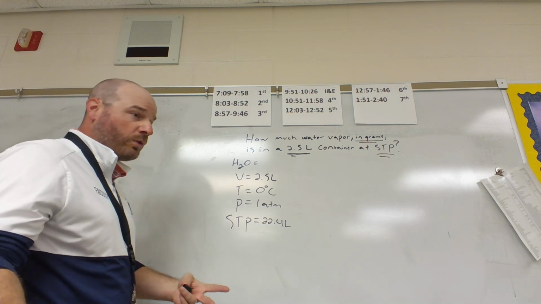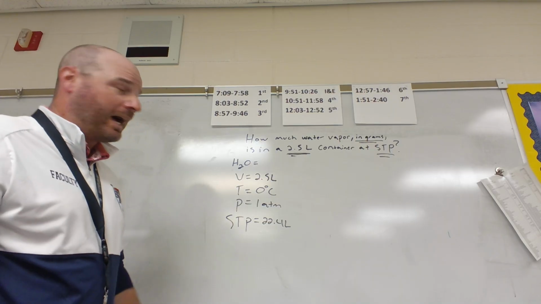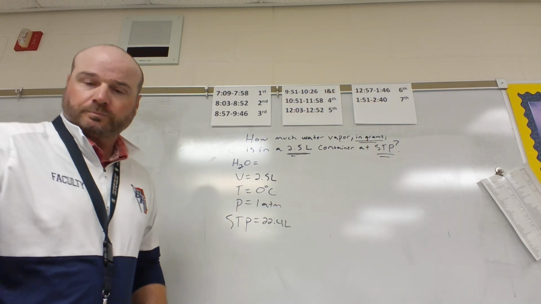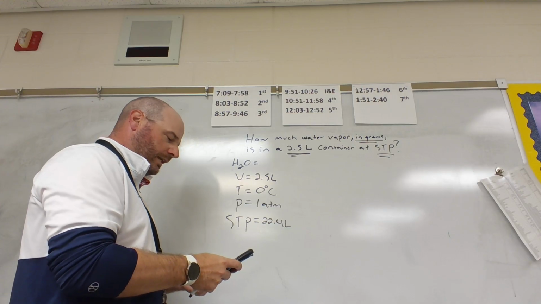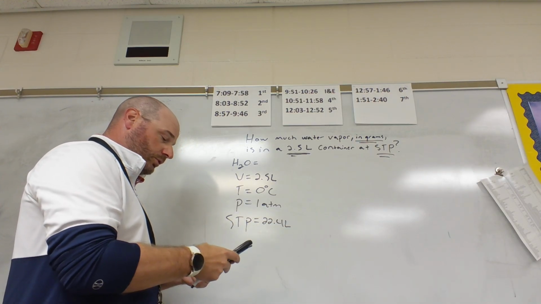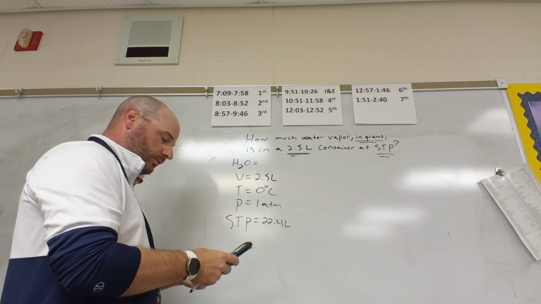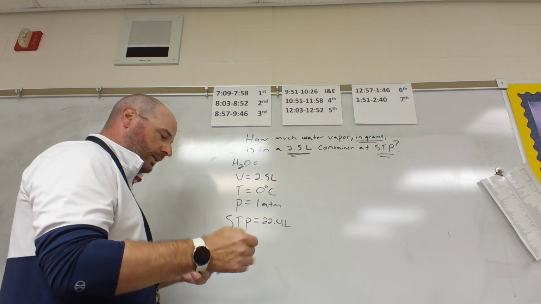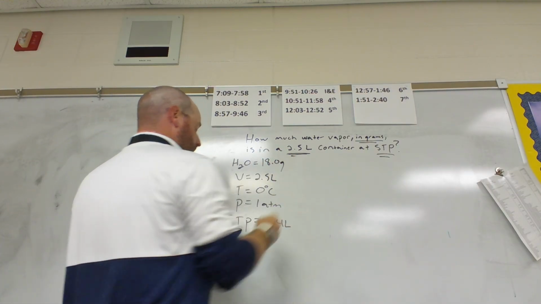So now that I know that that's the route I need to take, I also need to get the molar mass of my H2O. So this, and we'll go 15.999 for my oxygen, and go 1.008 for my hydrogen, and 18 grams, 18.0 grams.